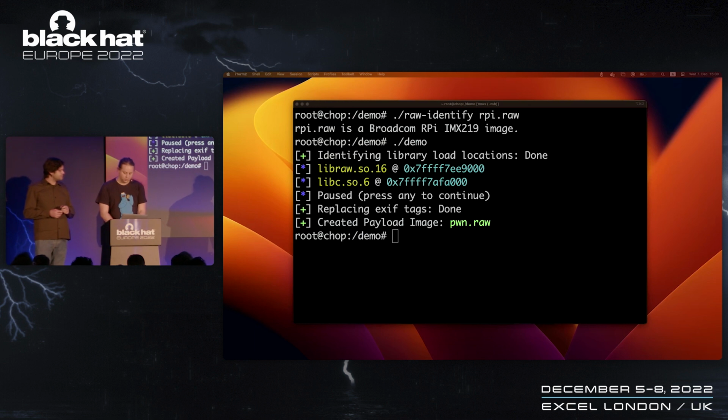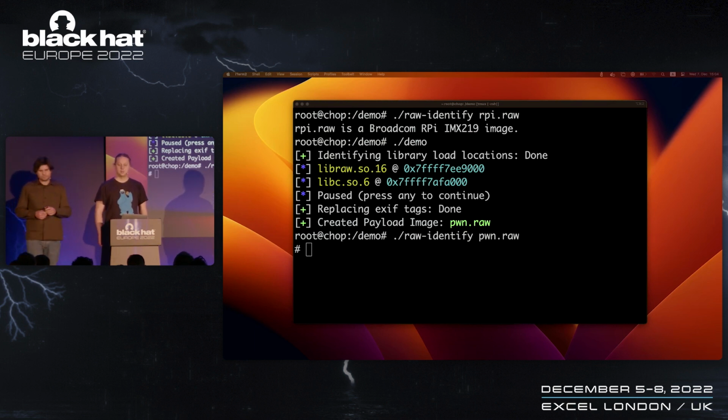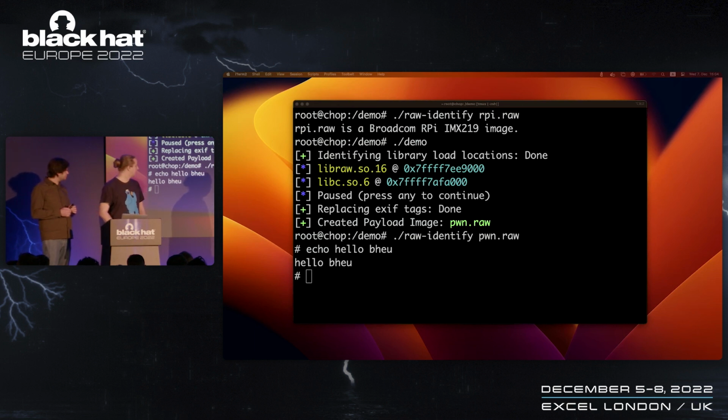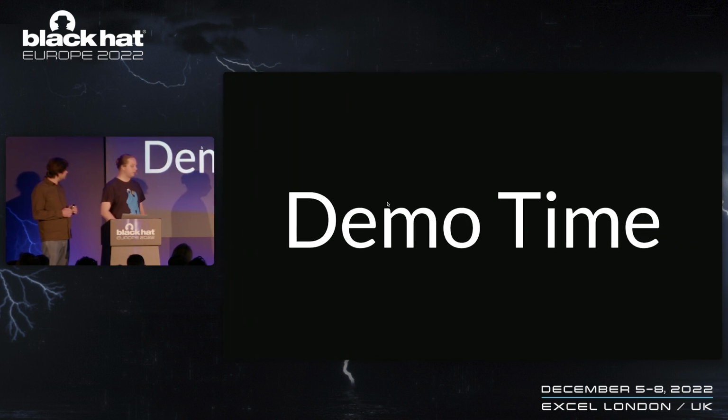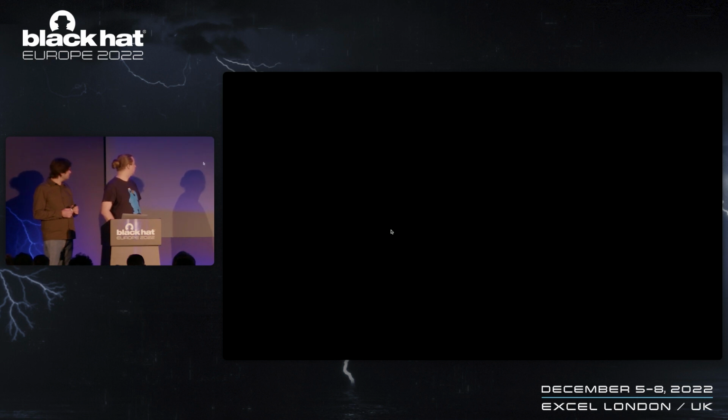exception. So when we now run raw identify on pwn.raw, it'll spawn a shell for us, and we can use that shell to, for example, echo some messages. And yeah, that's our small demo. Similar things work in the other vulnerabilities, but we only have time to show you one of those, unfortunately. So with that, we're approaching the end of our talk.